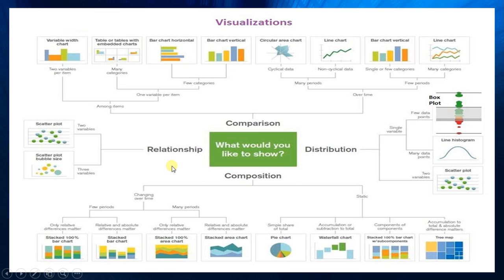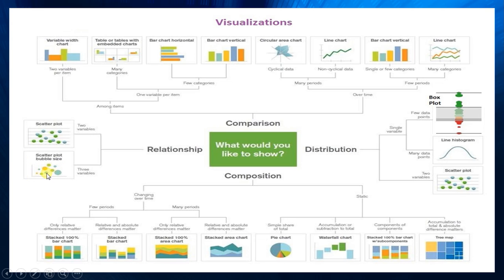For relationships, you use them when you want to understand how, if you change one variable, the other variable is impacted. Let's say you increase the price of the product, and you want to see whether that affects the penetration of the market or not. In such scenarios you use a scatter plot with bubble size.